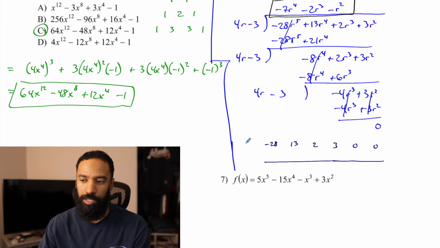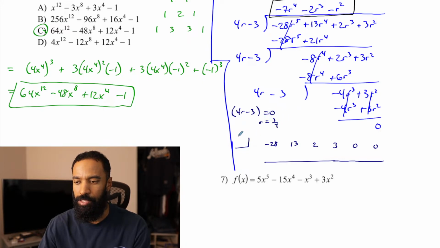Now your root. Your root is not 3 in this case. It's not just opposite of this number. No, it's when does the factor, right? The root is, when does that equal 0? Add 3 divided by 4, you get 3/4. And 3/4 is that root that we placed there.